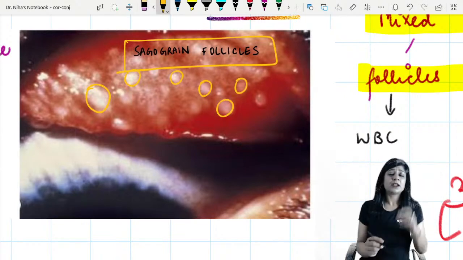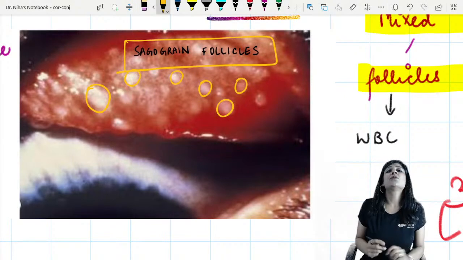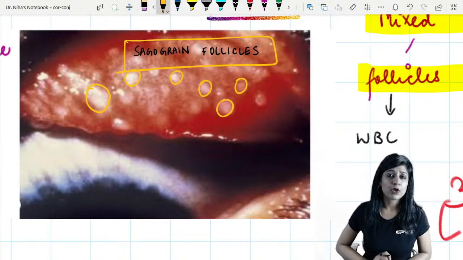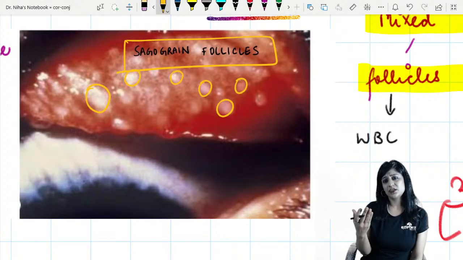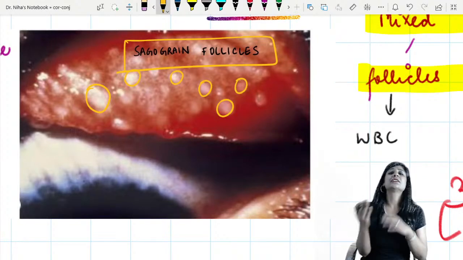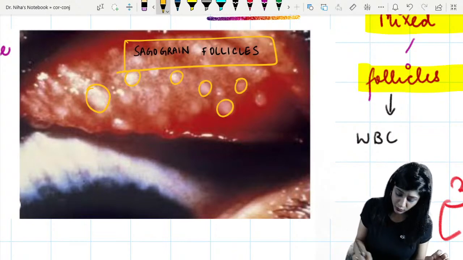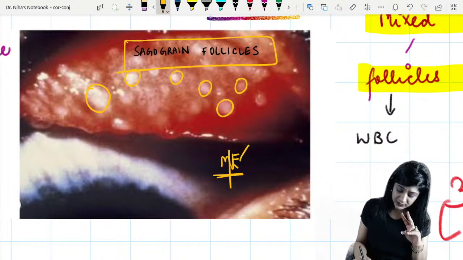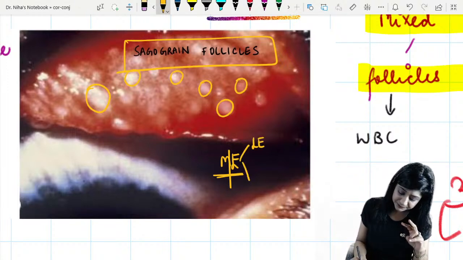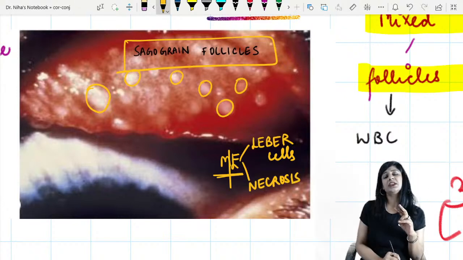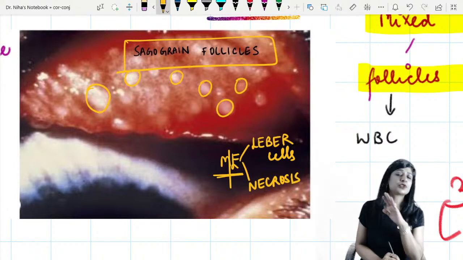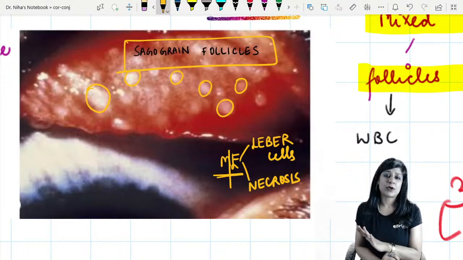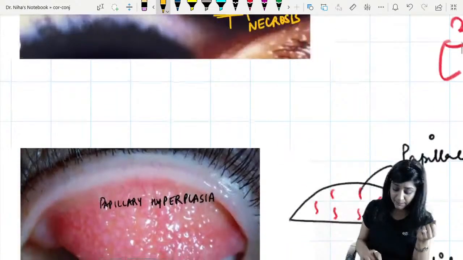So these pearly white follicles that you are getting, these are called sago grain follicles. Now sometimes you have a confusion whether or not these are sago grain follicles. Then what we can do is microscopy. When you do the microscopy, you will get 2 things. One is your Leber cells. You are getting the Leber cells, and you are seeing the signs of necrosis, and you are sure that this is a case of trachoma only. While the second thing is the papillary hyperplasia.